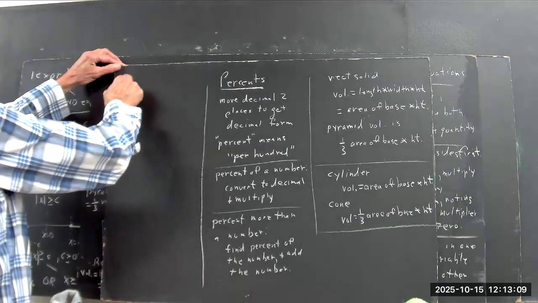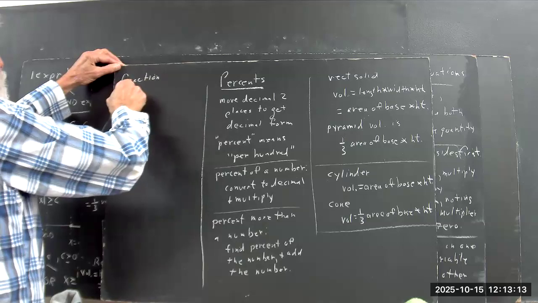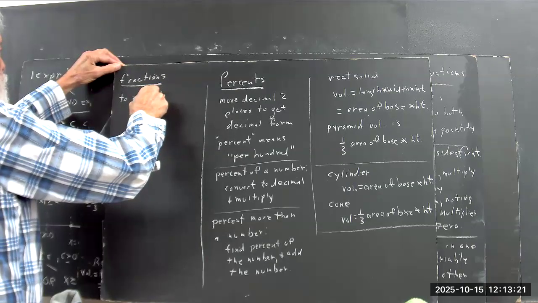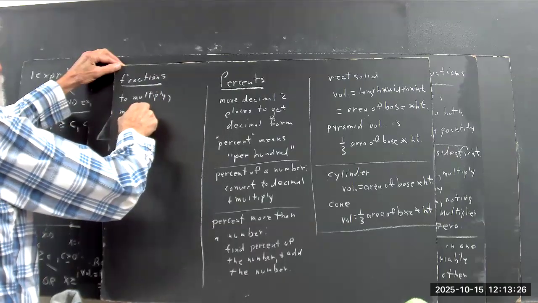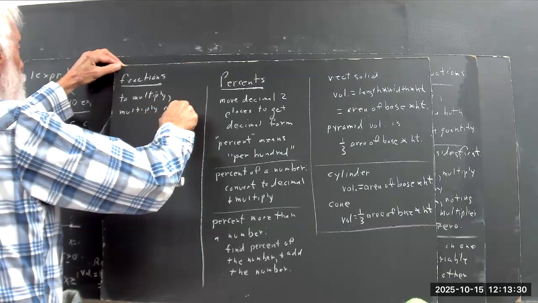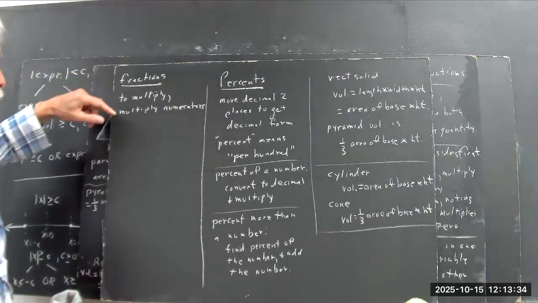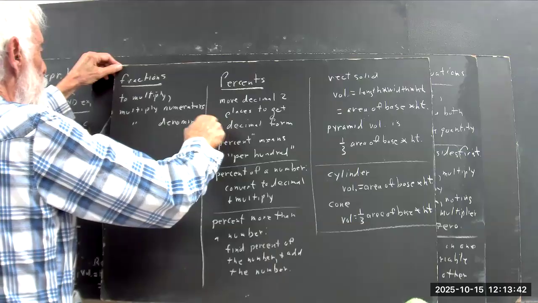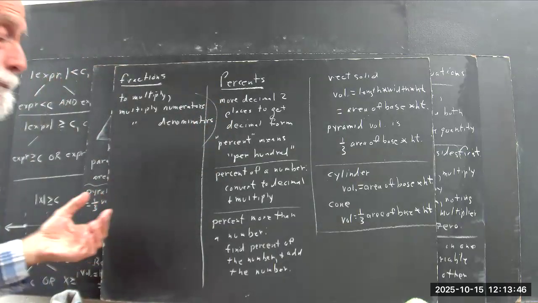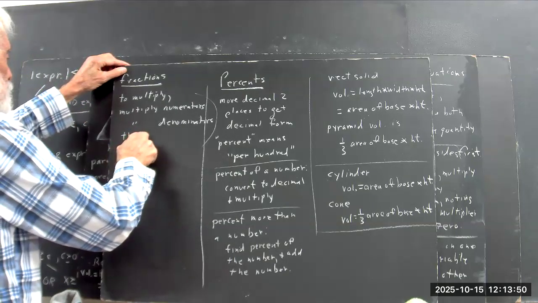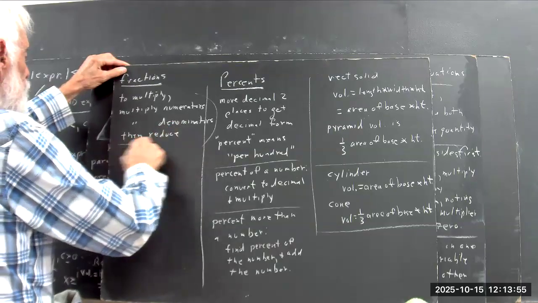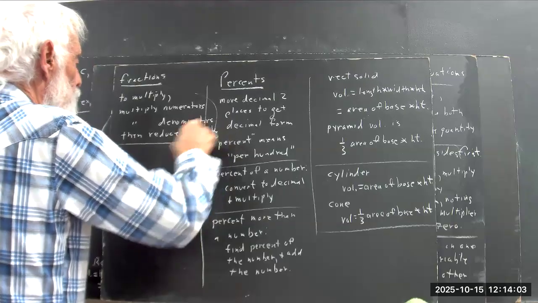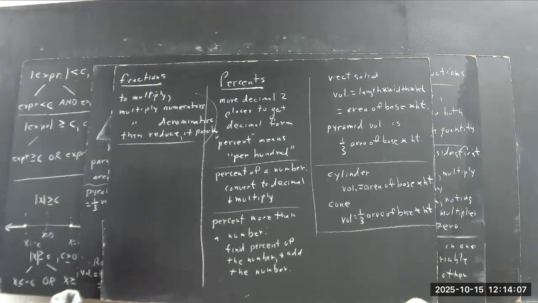What do you need to know about fractions? To multiply fractions, multiply the numerators and multiply the denominators, then reduce if possible. Sometimes it isn't possible.